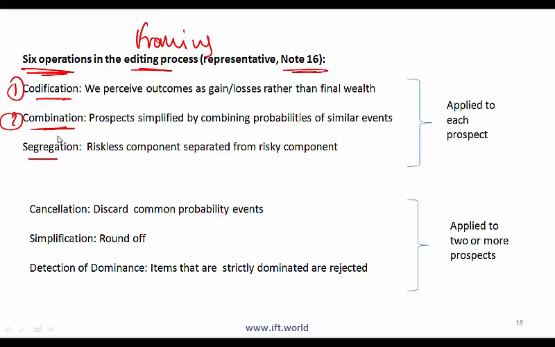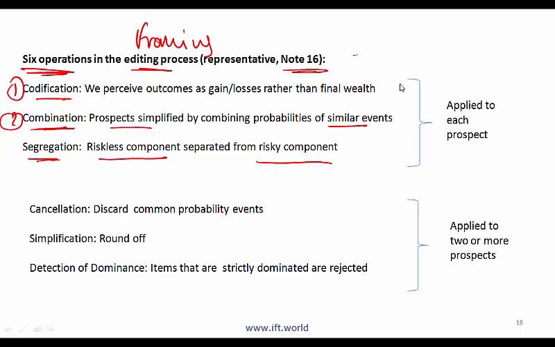What about the second operation, combination? Prospects are simplified by combining probabilities of similar events. If you have a slight confusion about this, this is section 3.3 in the curriculum. They give a few more examples on this that you can read. Segregation means that investors generally segregate for a given event. There might be a riskless component and a risky component. So investors tend to separate or segregate those.